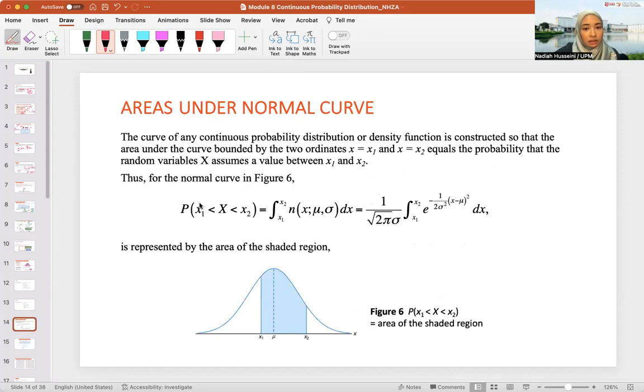Okay, so areas under the normal curve. Wait, what time is it? 9:43. So let's take a 7-minute break. Let's come back at 9:50 a.m. Get your drink, whatever, as long as you're awake. Come back at 9:50. If you have any questions, you can ask me now.